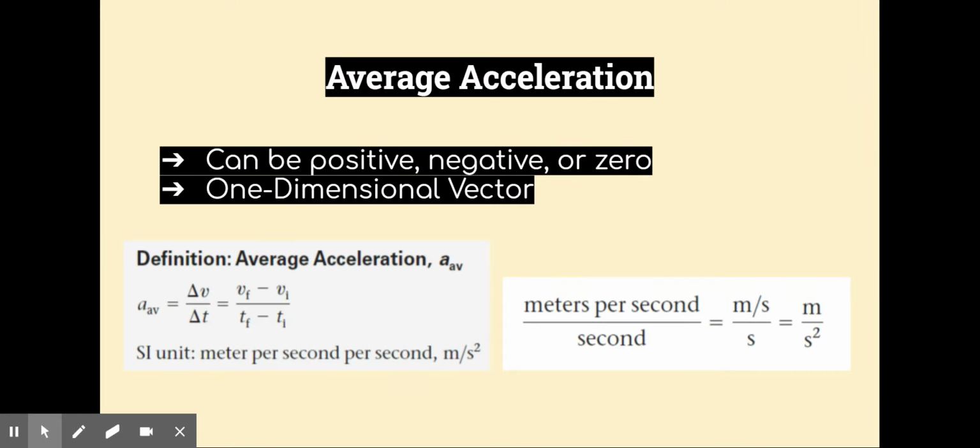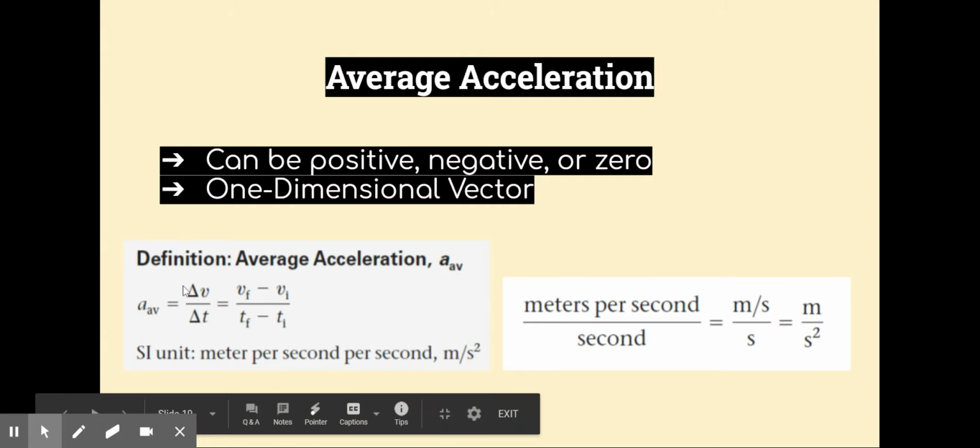Average acceleration, again, can be positive, negative, or 0. It is a vector. It tells us direction and gives us a value, so it has magnitude and direction. We find it by looking at the change in velocity over the change in time. This is going to be measured in meters per second squared. So it's our velocity units divided by our time units. Meter per second divided by second is a meter per second squared.